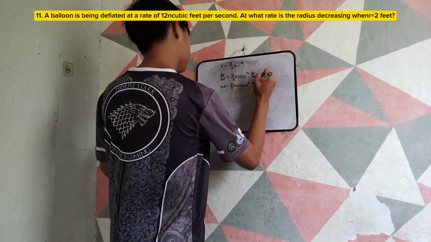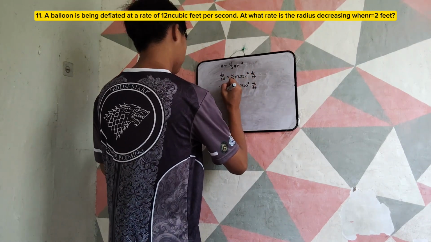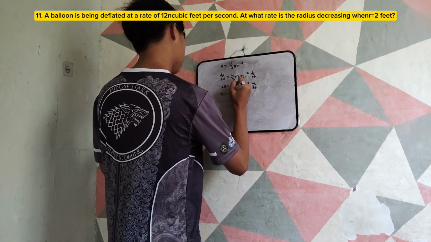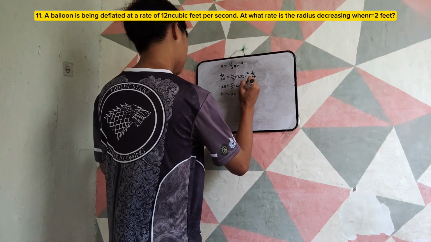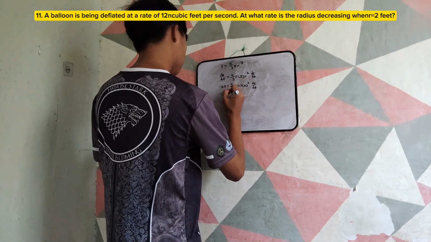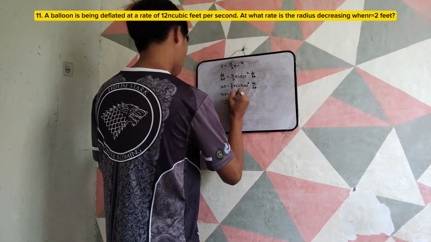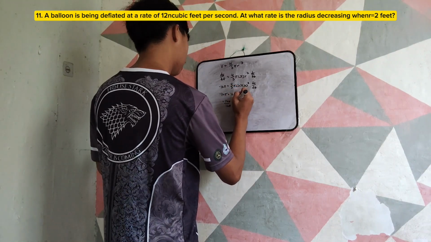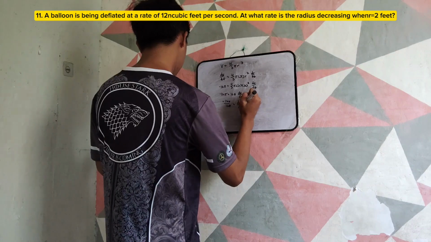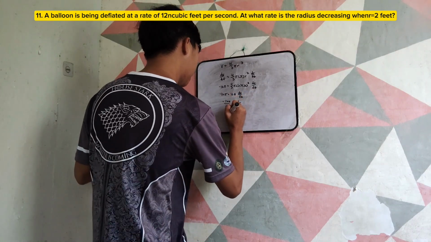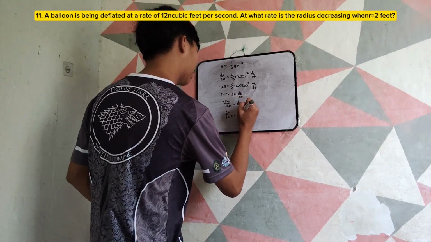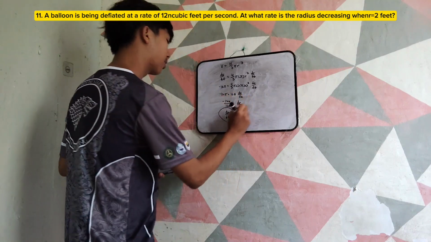So therefore negative 12 pi is equal to 16 pi dr over dt. So negative 12 pi over 16 pi is equal to dr over dt. So the dr over dt will be equal to negative 3 over 4. So this will be our final answer.